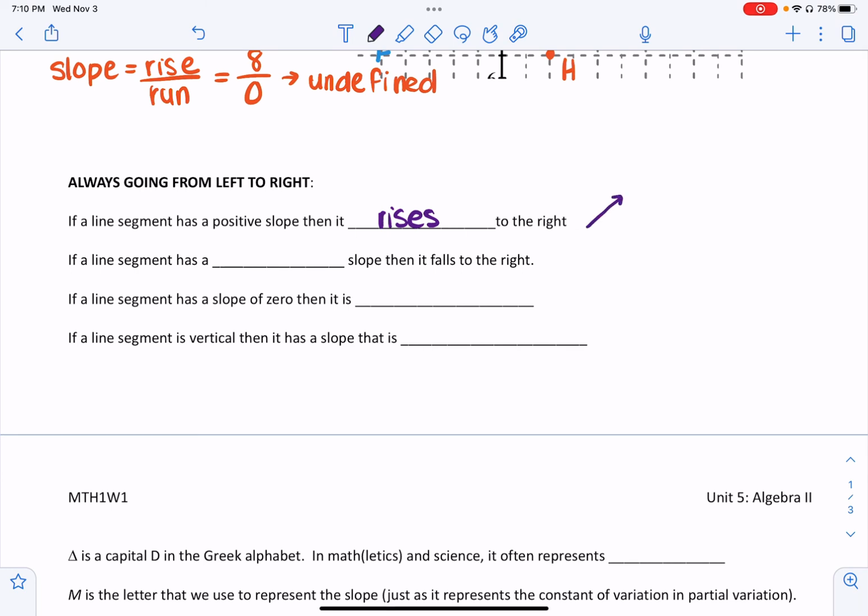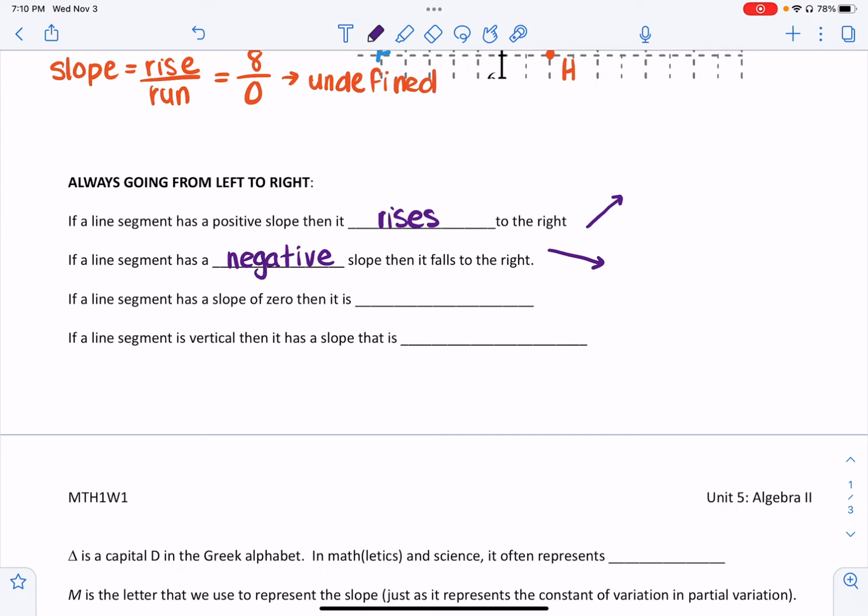Now, if a line segment has a negative slope, then it falls to the right. So it looks like this. Now, these are very, very important things to keep in mind, and the more we practice, you'll get really used to them, but we always want to think about whether or not our slope is positive or negative.